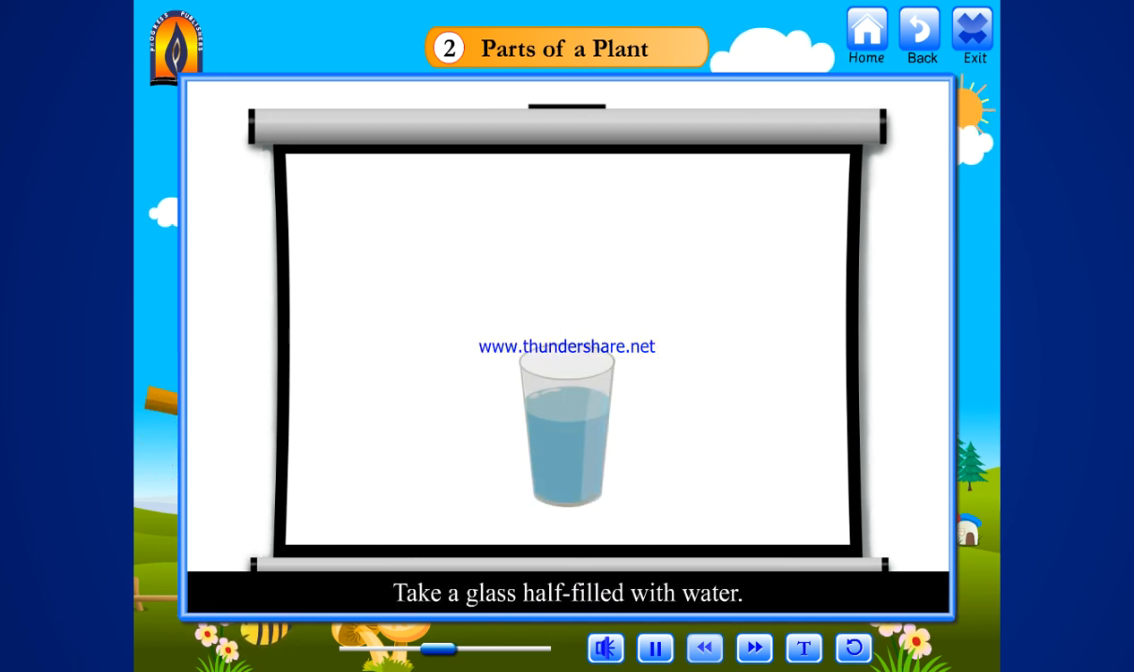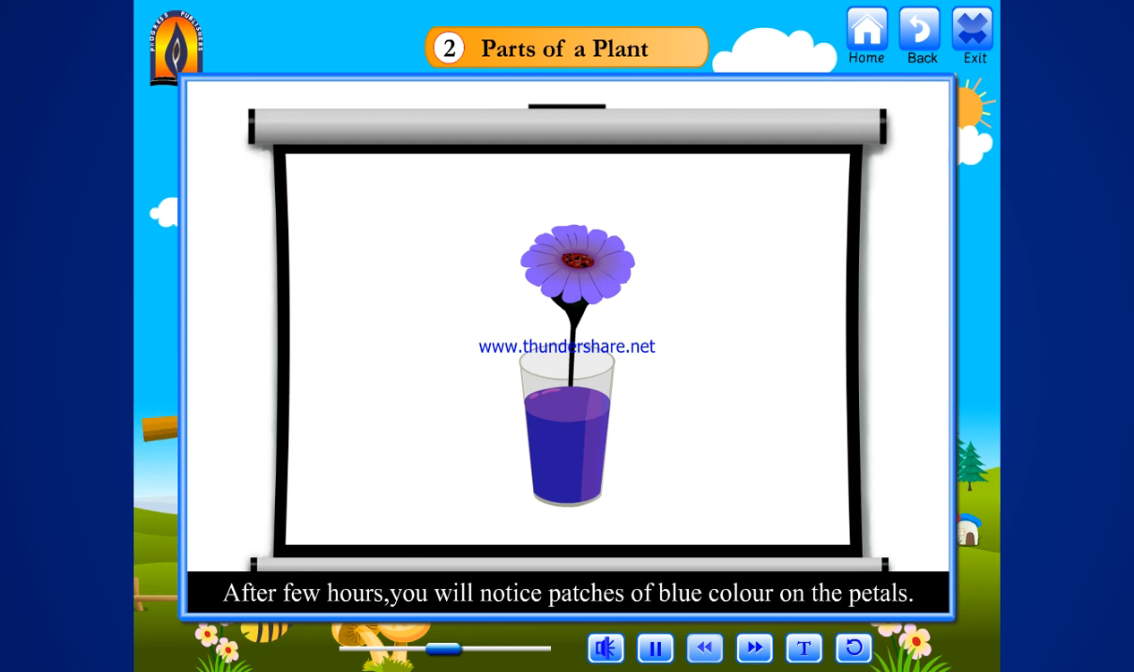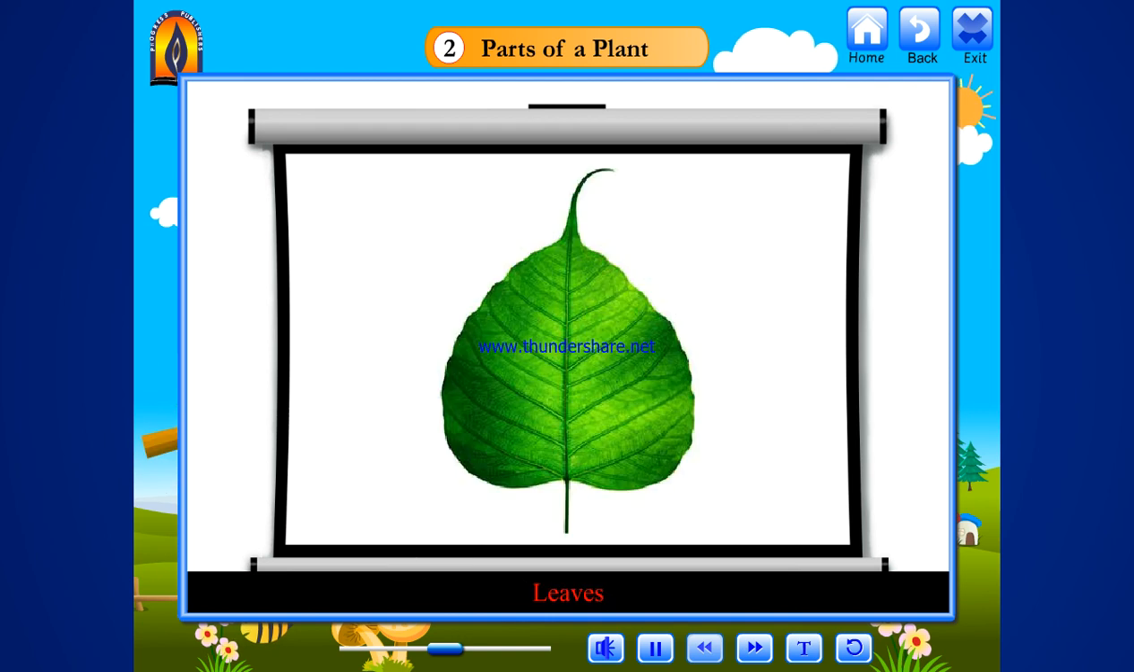Activity: take a glass half filled with water. Put some drops of blue color in it. Take a light colored flower with a long stem. Put it in the glass. After a few hours, you will notice patches of blue color on the petals. This shows that stems carry water.